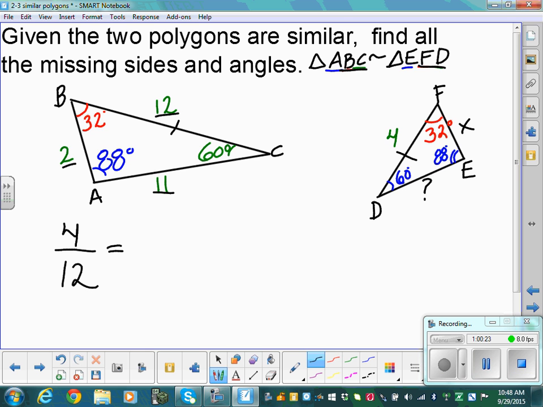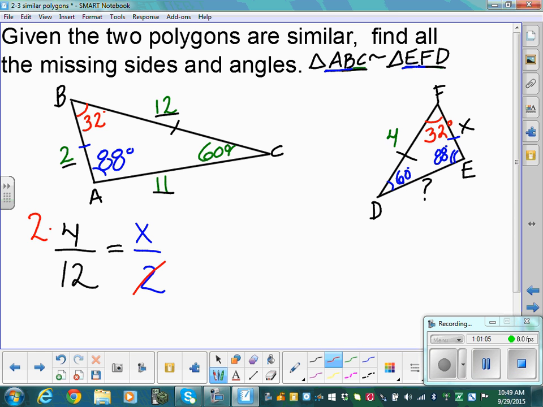Now let's find x first. So x is FE, right? So what goes with FE? BA. So we're finding x. So what goes with BA? 2. So we're going from small to big, because that's what we did first. So we'll do x over 2. And then we'll cross multiply and solve. Now in this one, if I multiply both sides by 2, it's going to divide out over here, right? Do I need to do anything with x? Is x all alone now? Yes. Okay.